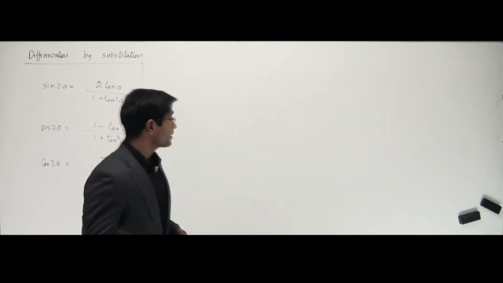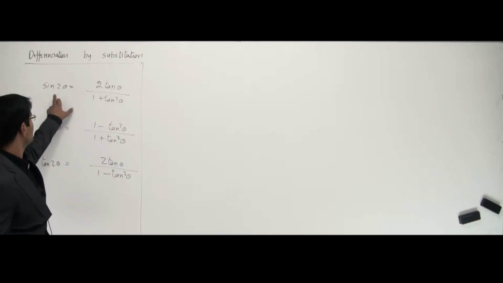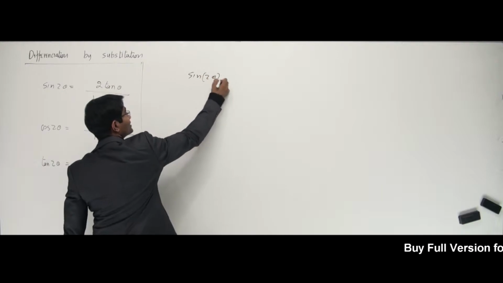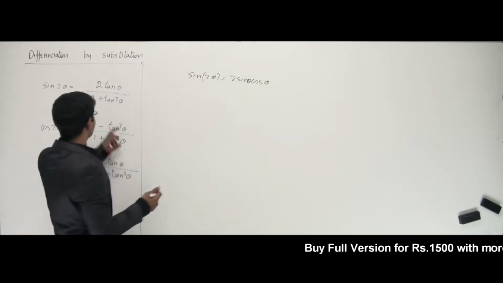All right, so the first thing is sine 2 theta in terms of tan. So is this valid? Do you think this is right? We know that sine 2 theta is what? Sine 2 theta is actually 2 sine theta and cos theta. This is what we know, isn't it? Now, is this the same thing?